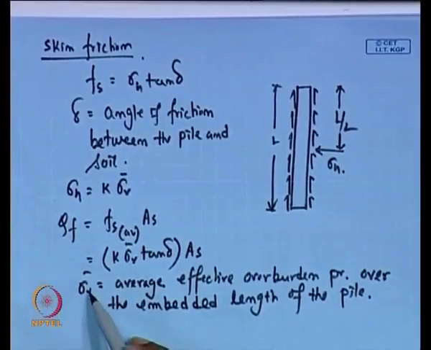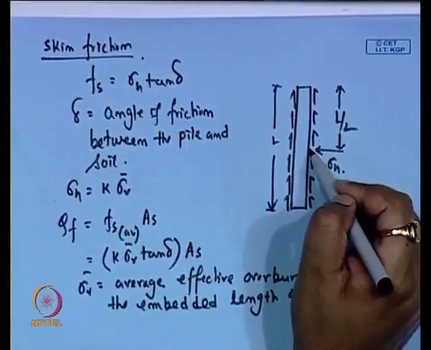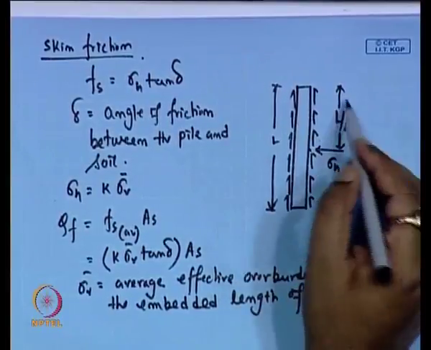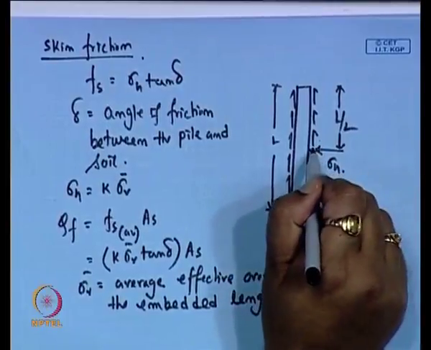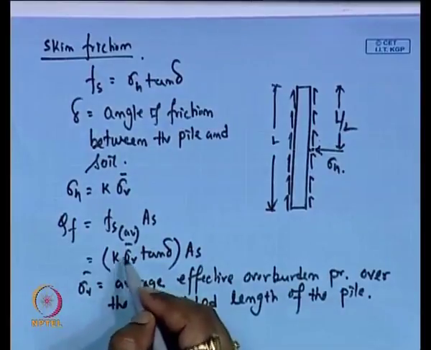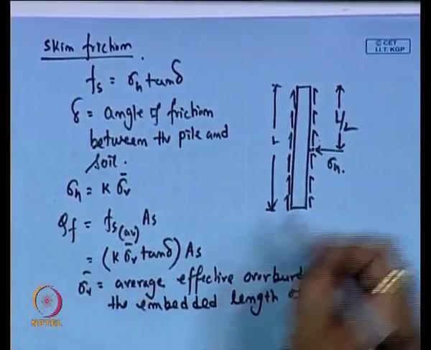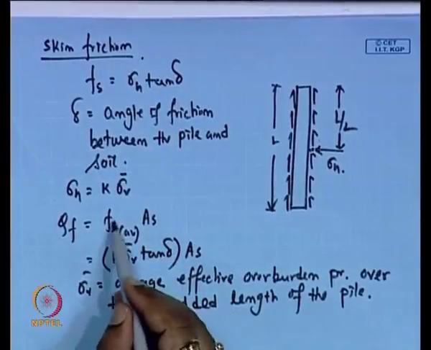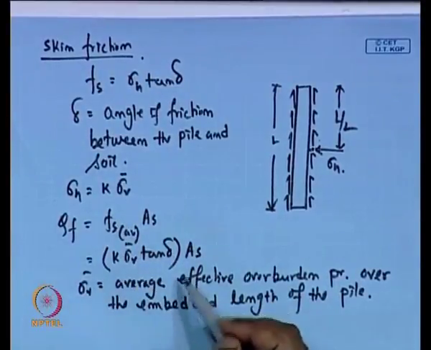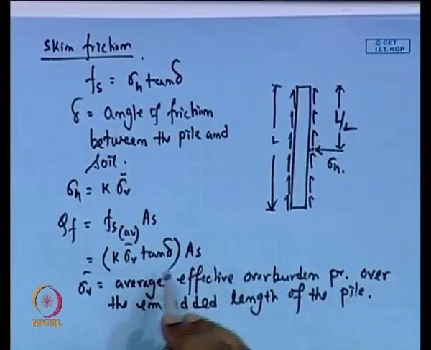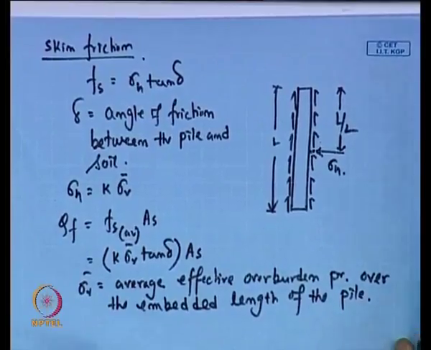Here this sigma average is calculated at the center or the middle of the pile length. That means, if the length is L, we will calculate sigma v at the center. So, we calculate the average sigma v, multiply it by k to get sigma h, then multiply by tan delta to get the average friction resistance, and then multiply by the surface area. Then we will get the friction resistance of the soil.